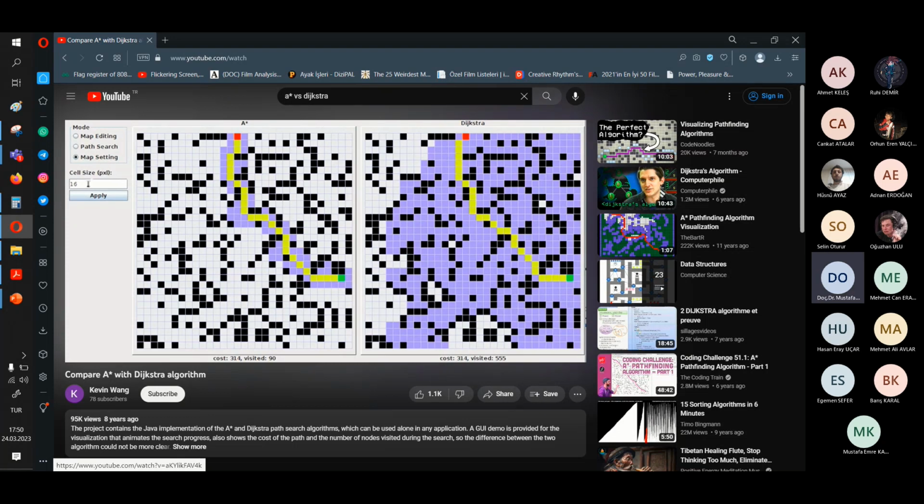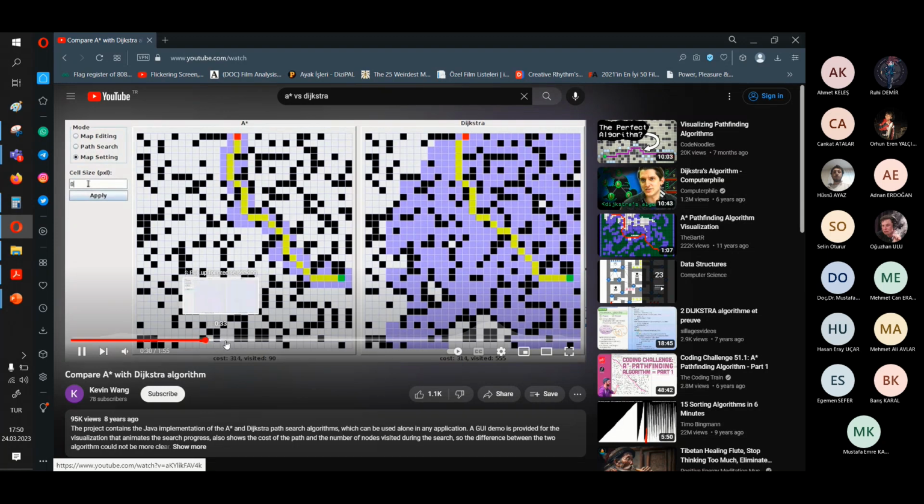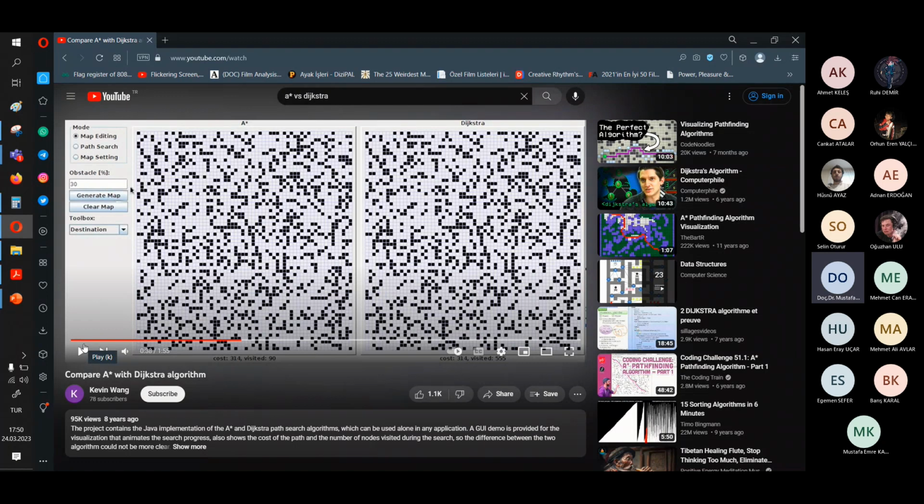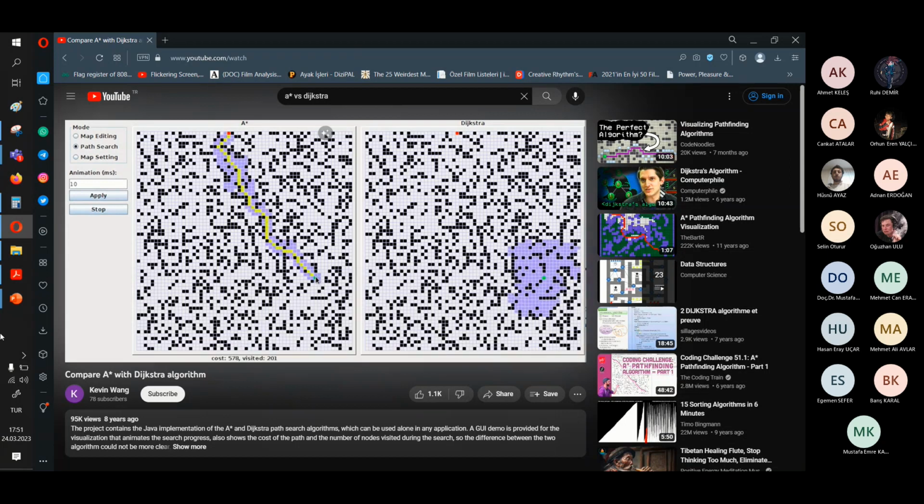Okay, another one, maybe. Now the problem is more complex because it changed the size of the cells, so there are so many cells. It will be more complex for the robot to navigate to the endpoint. Let me show you. That's the destination. Found it.